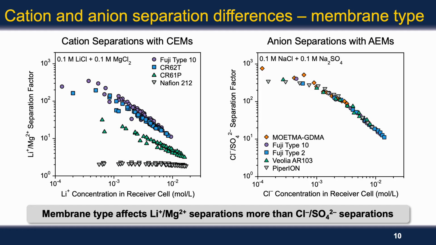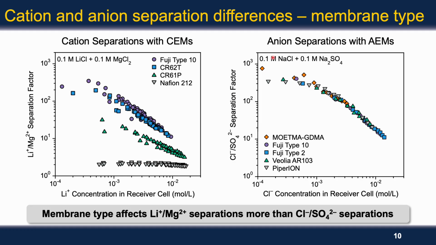For the cation separations, we found that the separation factor depended strongly on the type of membrane that we studied when we looked at several different commercially available membranes. Notably, we found that Nafion 212 exhibited extremely low selectivity, whereas membranes like the Fujifilm or the CR62 membrane exhibited orders of magnitude higher separation factor. One key difference between these membranes is their fixed charge concentration. However, the green data points, this is the CR61 membrane, actually has a similar fixed charge concentration to Nafion, so there's something else going on here that we don't really understand yet.